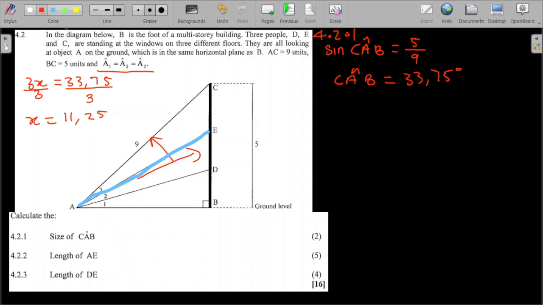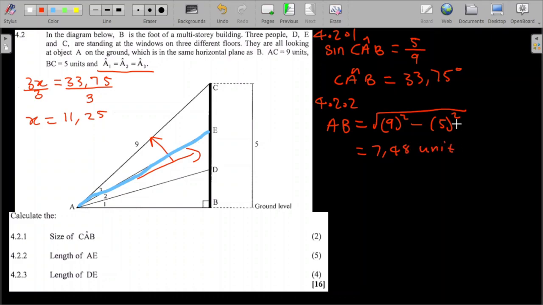Remember this triangle. So in 4.2.2, now using the Pythagoras theorem, UAB is equal to the square root of the hypotenuse side squared minus this opposite side of 5 squared, and then this side of UAB, if you punch your calculator, it has to give us 7.48 unit.